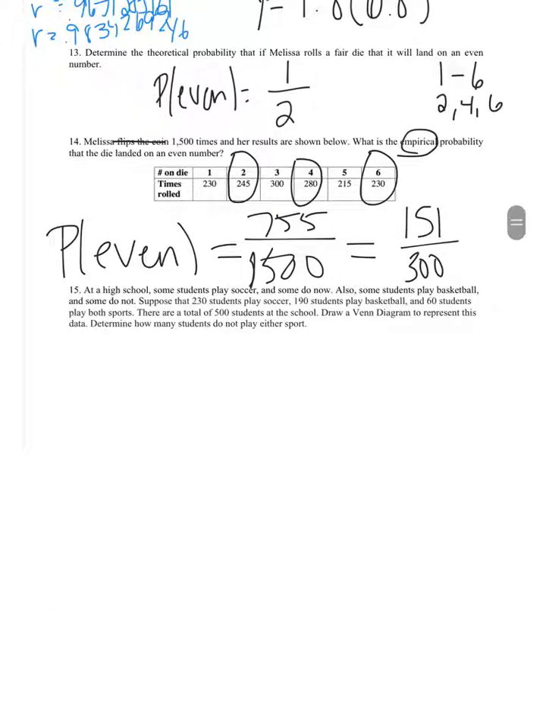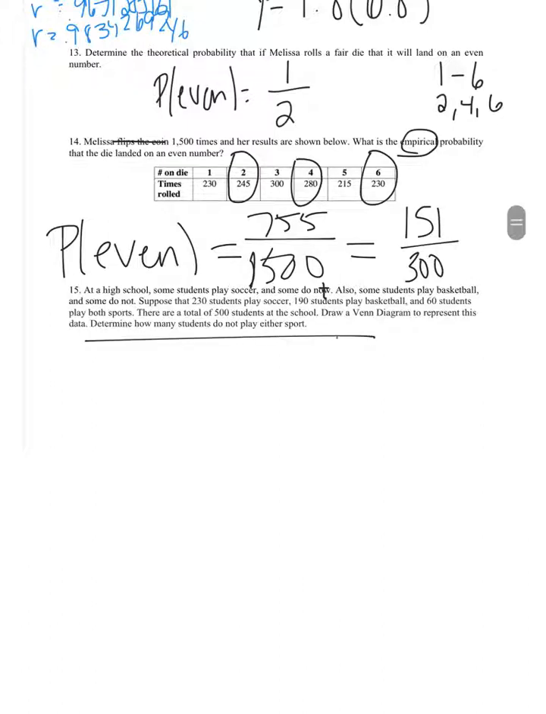All right, 15. Out of high school students, some play soccer and some do not. Also, some play basketball and some do not. Suppose that 230 play soccer, 190 play basketball, and 60 play both, for a total of 500. So this wants a Venn diagram to represent this data.